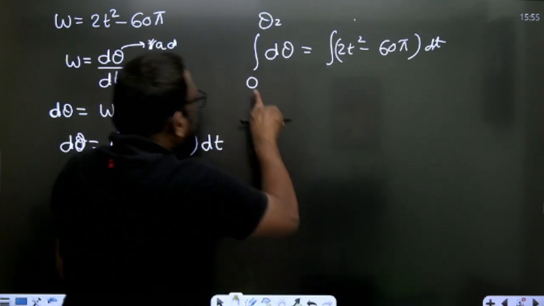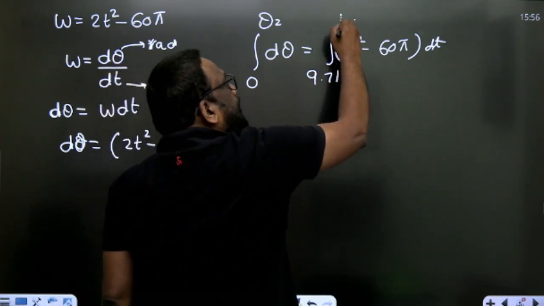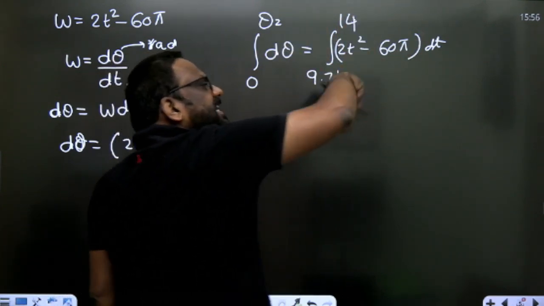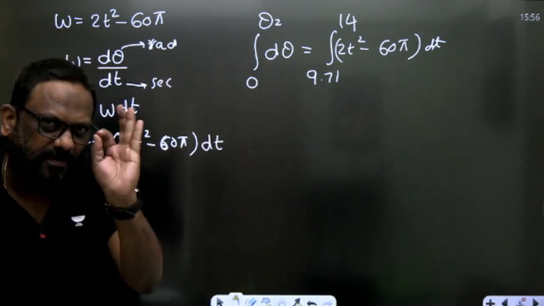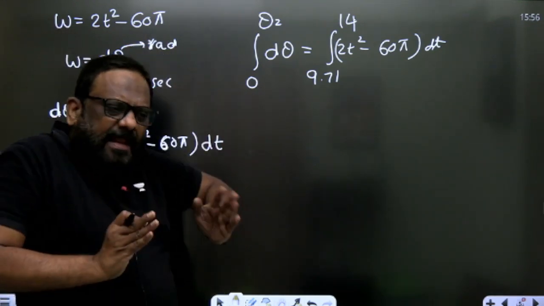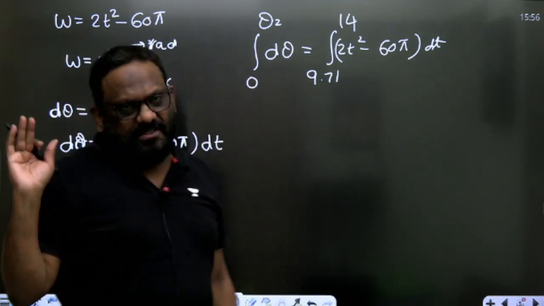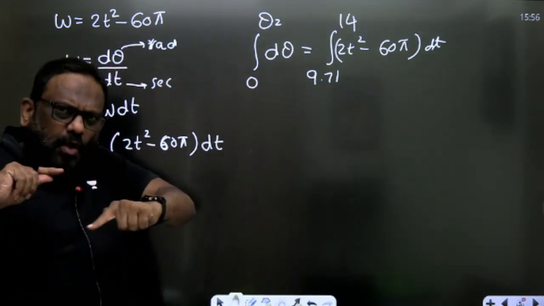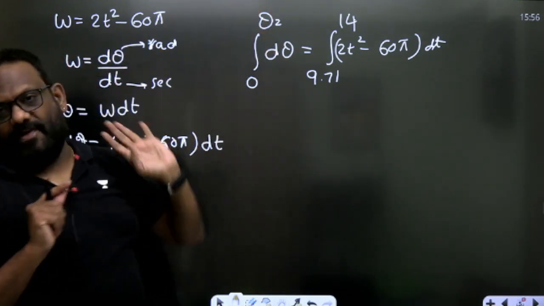9.71. So therefore, it reached zero at 9.71 and then up to 14 seconds. This is all the history of counterclockwise rotation. You have not understood. Let me explain again. I am separately calculating clockwise rotations. I am separately calculating anti-clockwise rotations. So 0 to theta 1 is all clockwise, 0 to theta 2 is anti-clockwise.